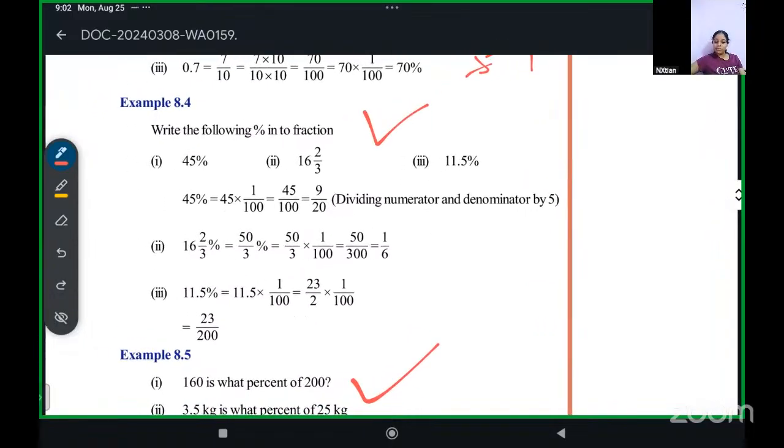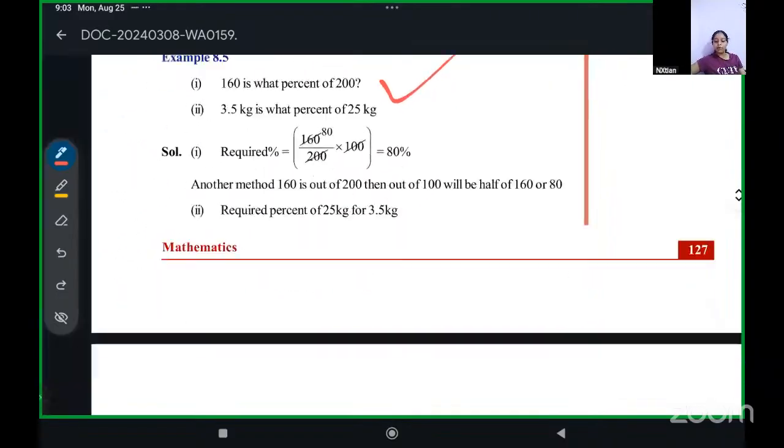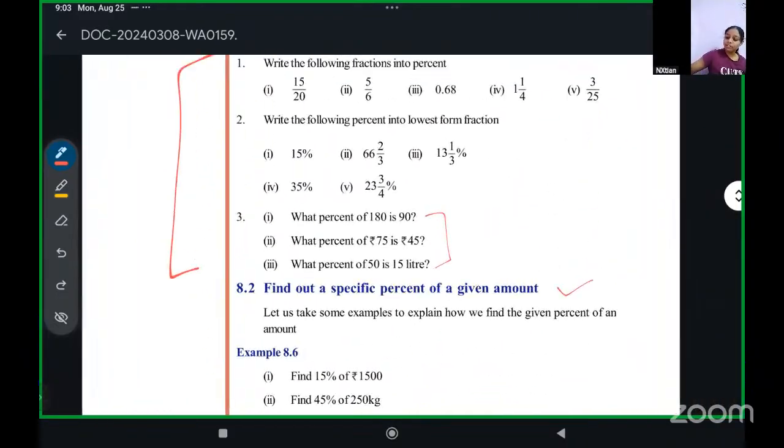Then percent into fraction. 45%, so 45 divided by 100. You cancel: 5 nines are 45 and 5 twenties are 100, so it is 9 upon 20. Very simple. So these type of questions only will come.